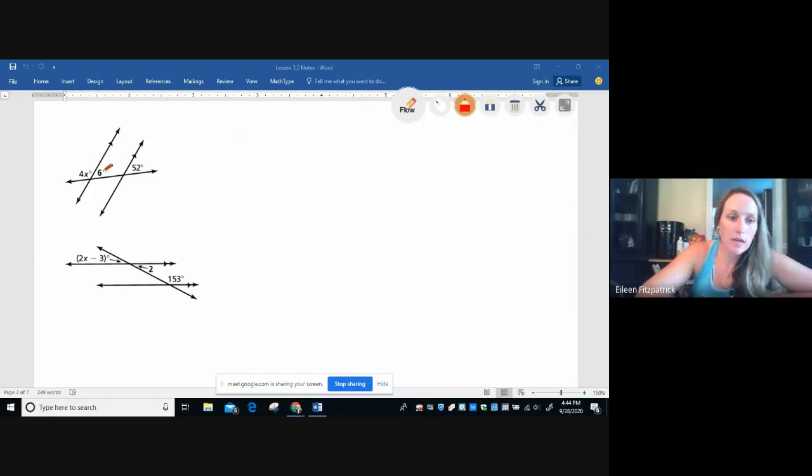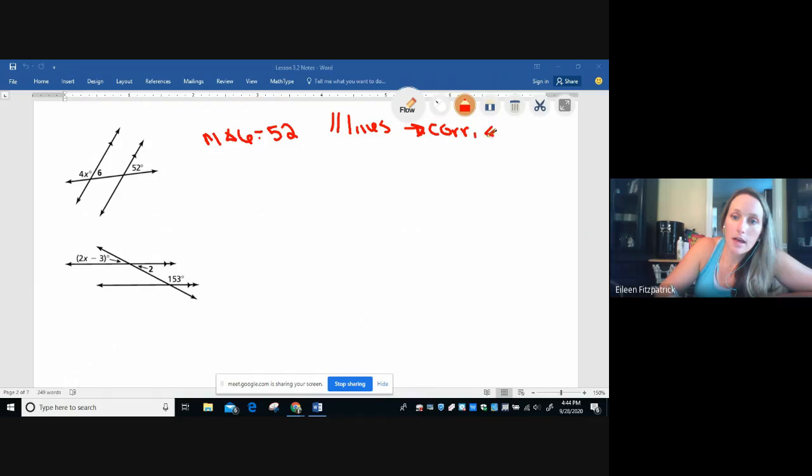What's the relationship between angle 6 and 52, and then 4x and 52, or angle 6 and 4x? So we have a few different things we can do here. I know that the measurement of angle 6 is equal to 52 degrees, and the justification for that is parallel lines implies corresponding angles congruent. So I can come over here and label this 52 degrees.